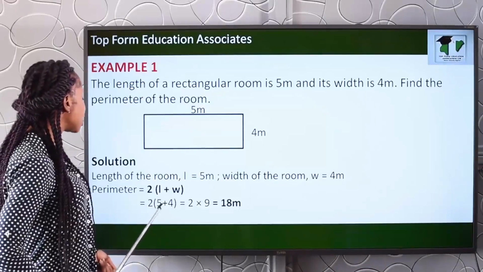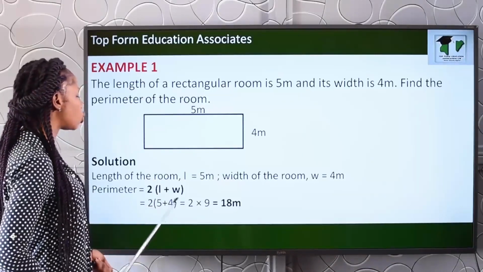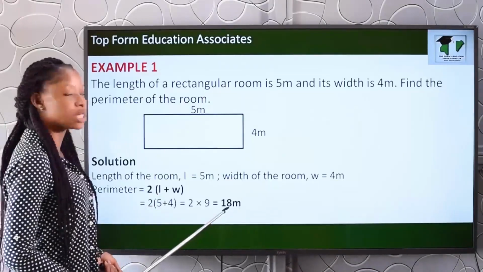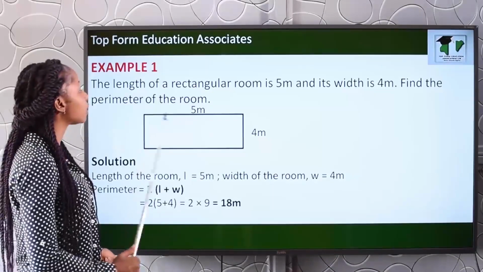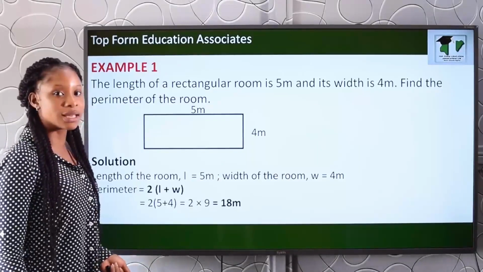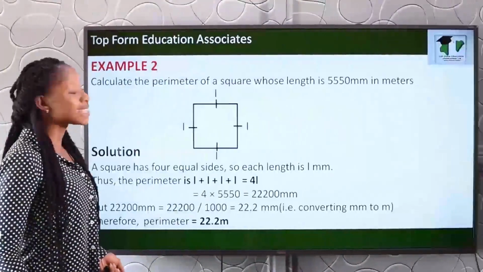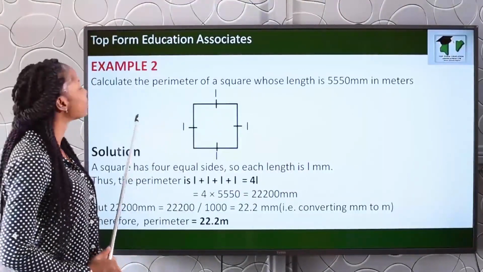So simply we add length plus width and we multiply by 2 to give us our answer, which is 18 meters. So in essence, the perimeter of this rectangular room is 18 meters. Now let's look at another example.